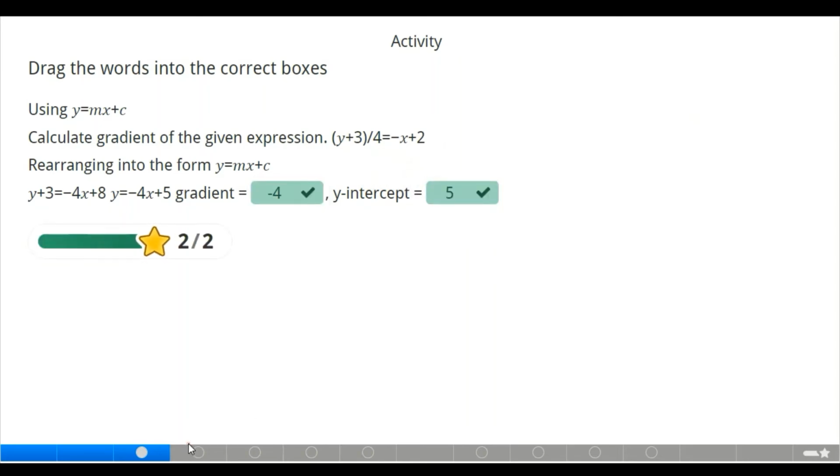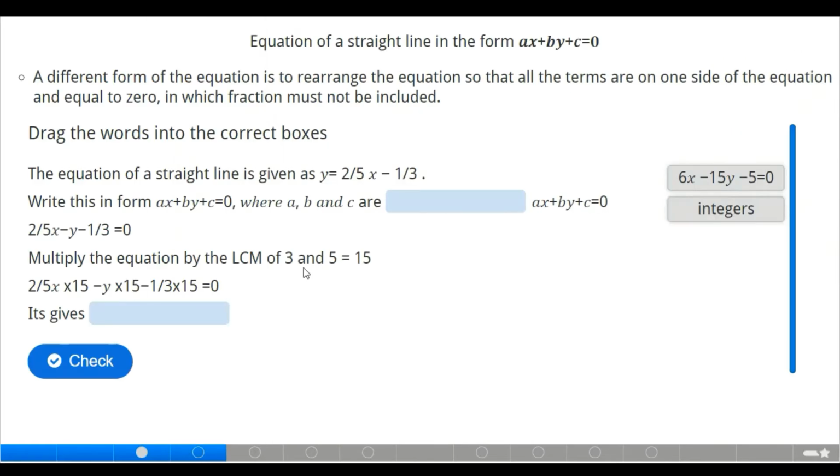Yes, we are right. Now let's look at the next slide, which is the equation of a straight line in the form ax plus by plus c equals 0. If you look at this equation, it looks like a quadratic form of equation, but in this one the power is not 2, so the power is just raised to power what?